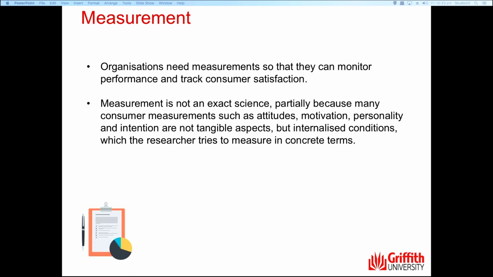And again, the challenge with measurement is that it's not an exact science, because many consumer measurements, such as consumers' attitude, motivation, personality, and intention to purchase a product, are not tangible aspects, but sort of internalized conditions, which the researcher tries to measure in concrete terms. It's a challenge because it's not really an exact science, but we can get as close as possible to those measurements.